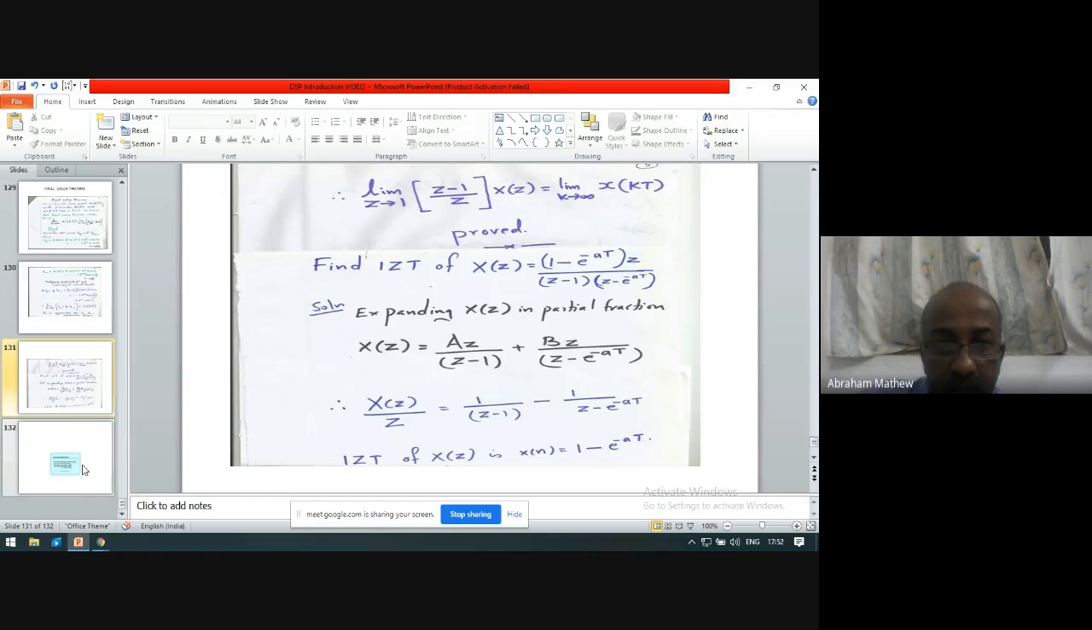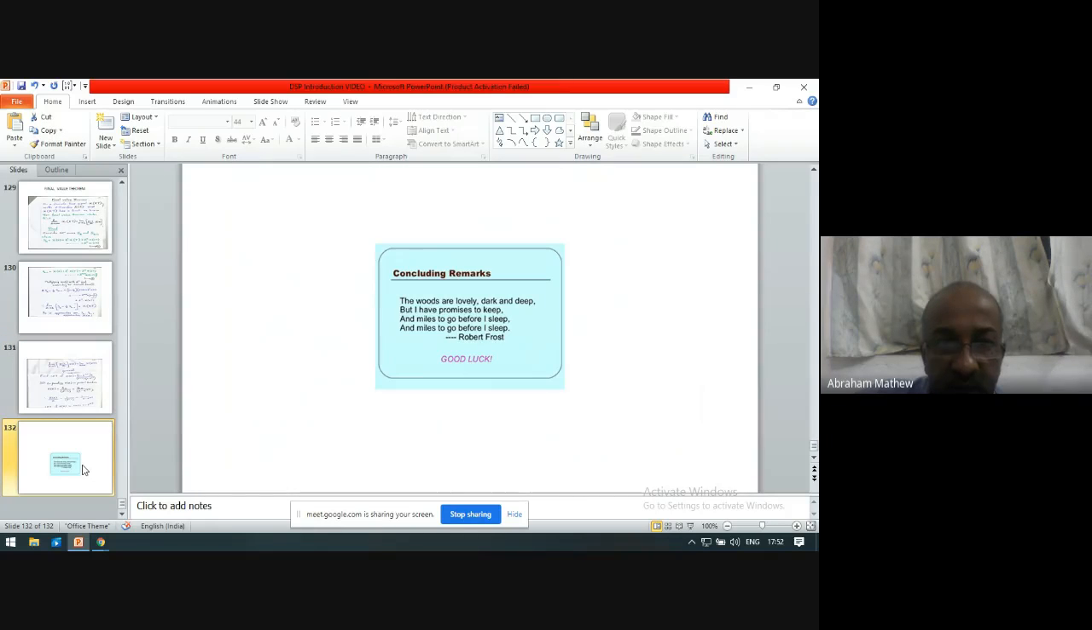and many more. Let us conclude with the famous Robert Frost statement, that is, the woods are lovely, dark, and deep, but I have promises to keep and miles to go before I sleep.